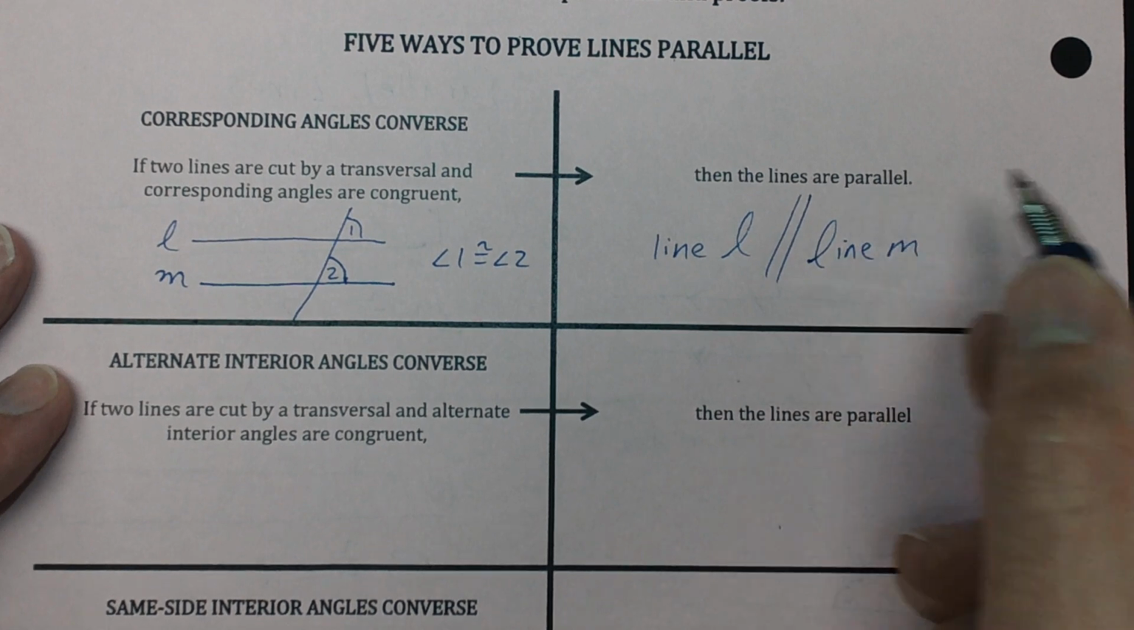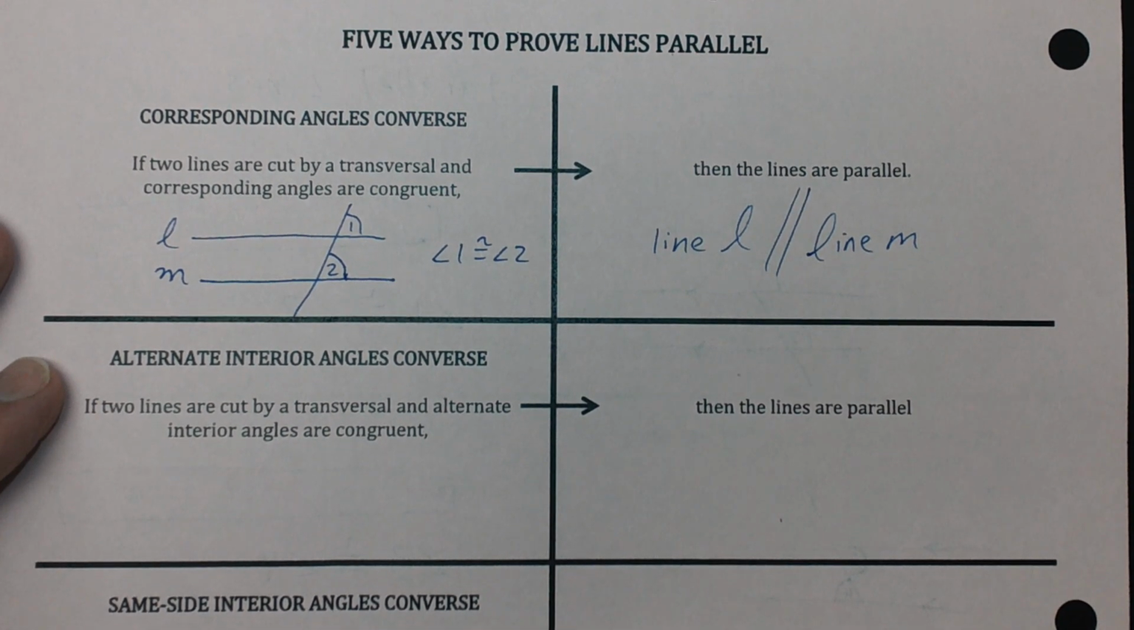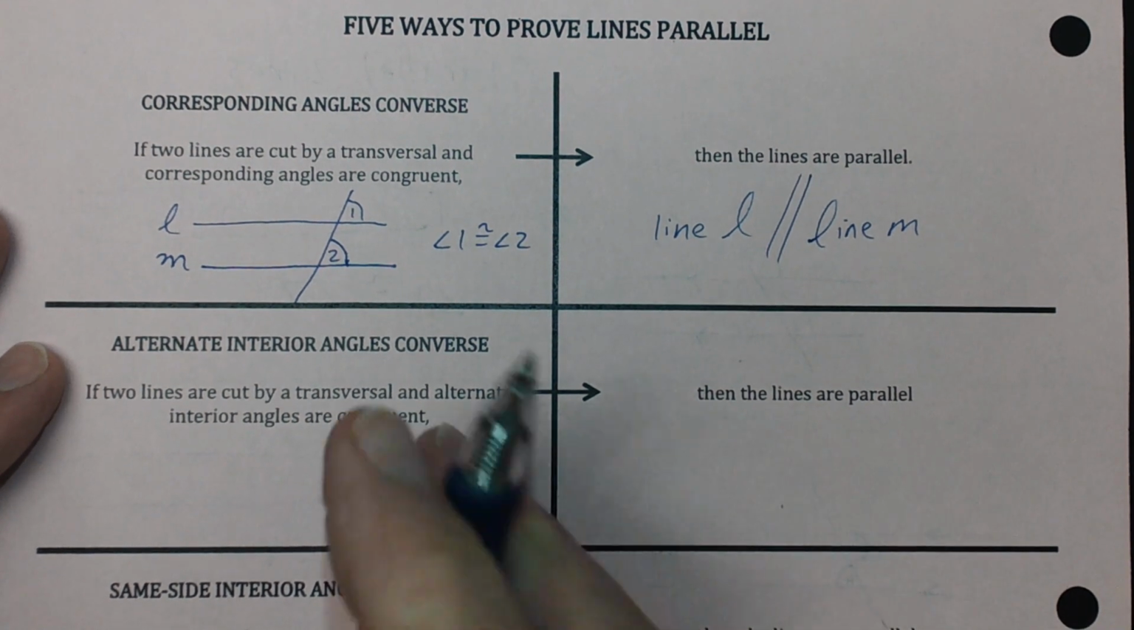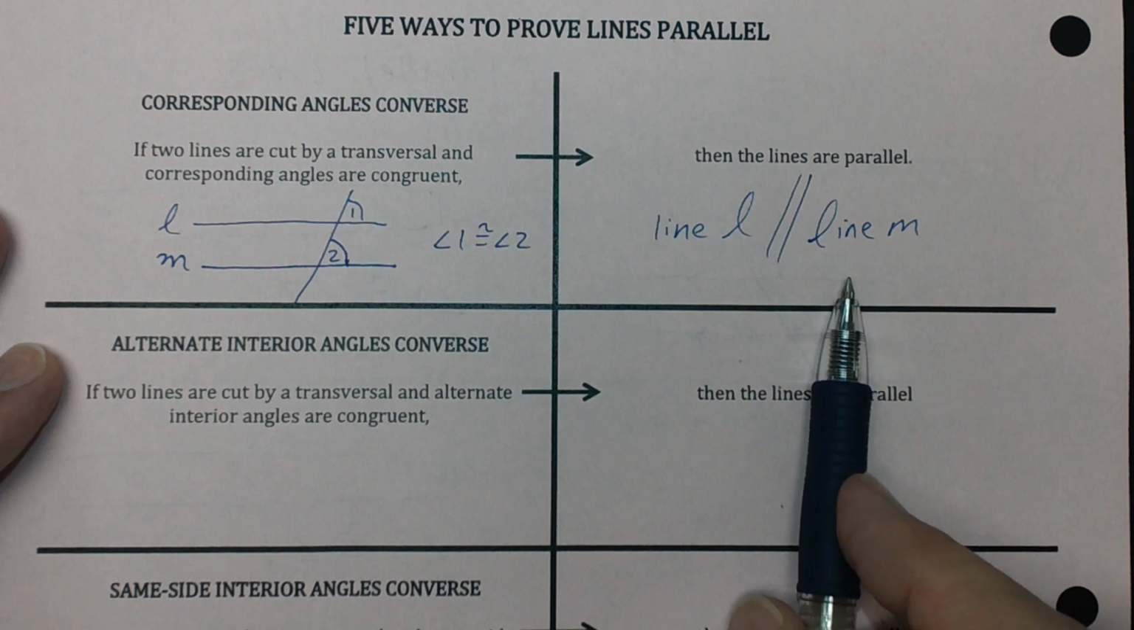So line L and line M must be parallel to each other. That's basically what this converse says. And all the converses are basically going to say the same thing. If you have this situation, it's only possible when those lines are indeed parallel.